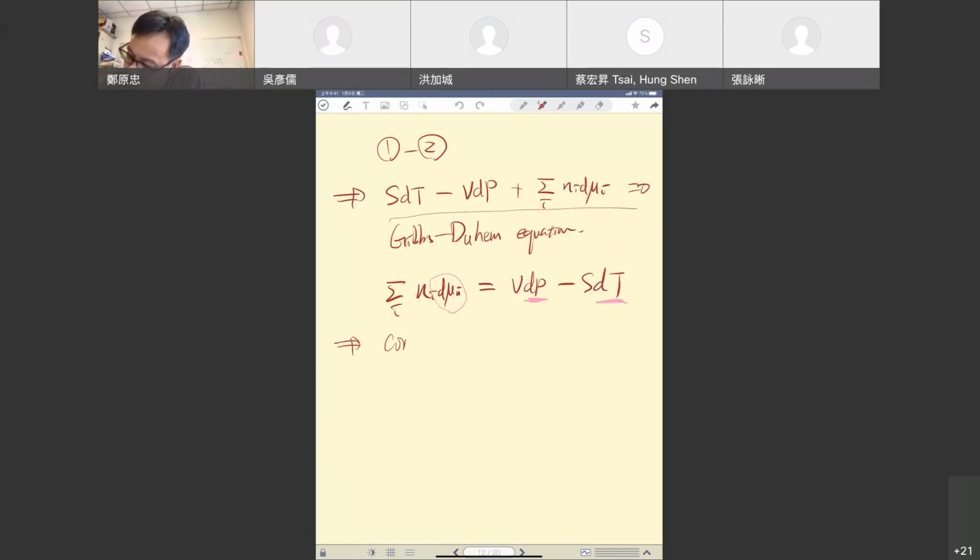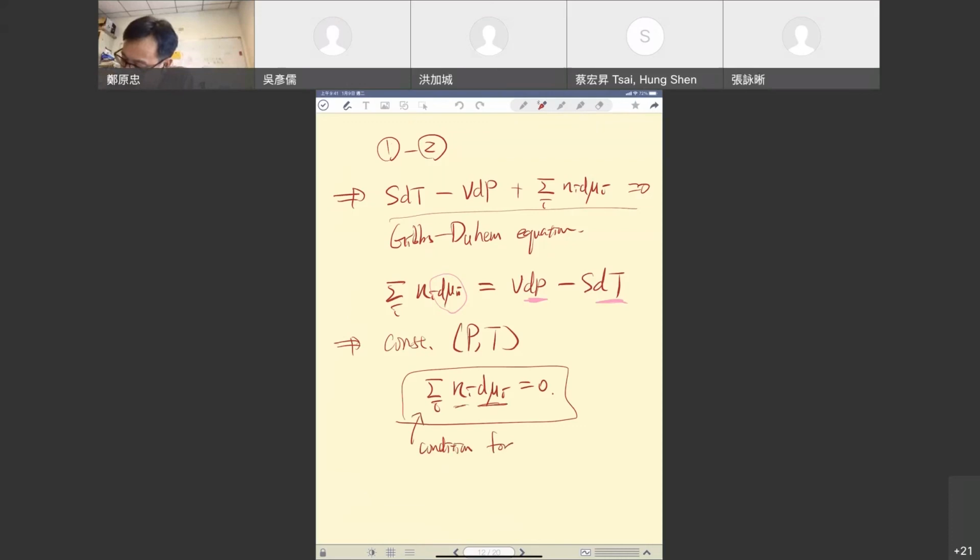So furthermore, if we look at this equation at constant temperature and pressure, constant PT, a very normal condition for chemical reactions, right? In this case, summation i N_i dμ_i equals zero. This is the condition for equilibrium at constant pressure and temperature. And it's about chemical potential, so about chemical components. So this is the condition for chemical equilibrium. Chemical equilibrium. And it's very useful for chemistry.